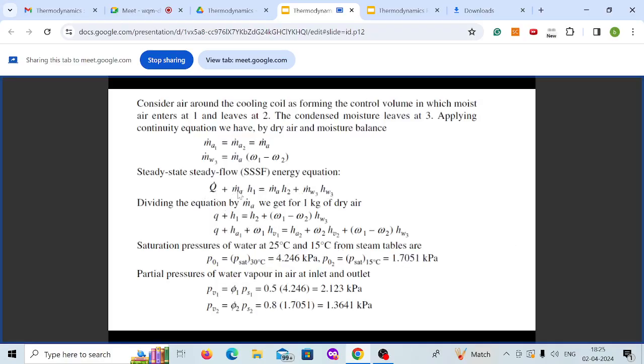When you divide the whole equation by the mass of dry air, it comes out to be Q plus H1 equals H2 plus (omega 1 minus omega 2) times HW3. Now H1 and H2 can also be written in terms of dry air and water vapor, because this is a mixture of air and water vapor. So we write in terms of dry air: HA1 plus omega 1 HV1 equals HA2 plus omega 2 HV2, and similarly for the condensed water.